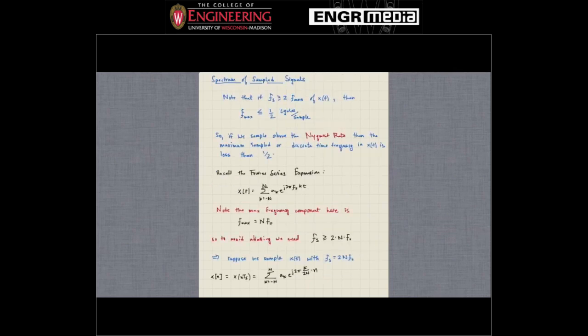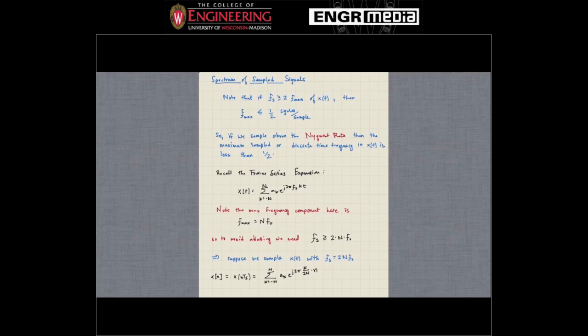So what's going on here? Well, let's take a step back and let's look at the spectrum of sampled signals. And when we look at the spectrum of sampled signals, that'll give us a better idea of what's happening with this idea of aliasing. Okay.